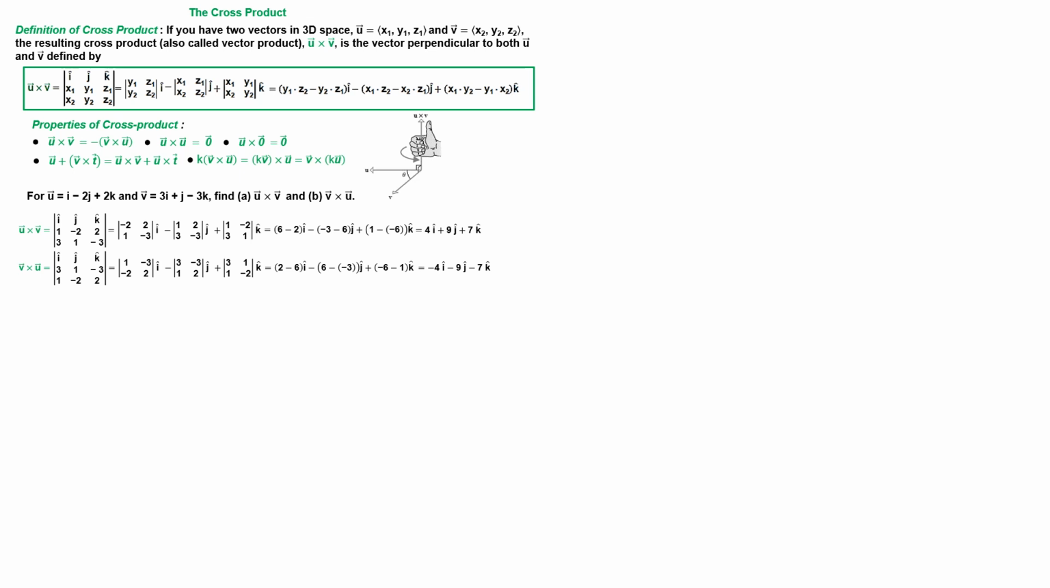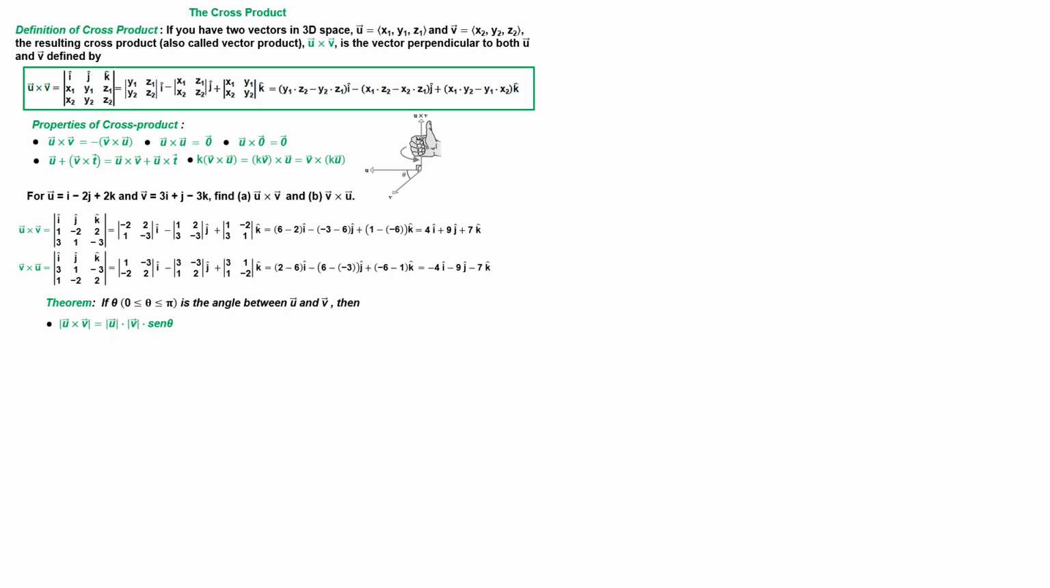Once we determine the direction of vector u cross v, we still need to determine its length to fully describe it geometrically. The following theorem outlines some significant geometric properties of the cross product. If theta is the angle between vector u and vector v, then the magnitude of the cross product of the two vectors u and v can be computed by multiplying the magnitude of vector u with the magnitude of vector v and the sine of the angle between them, represented by theta.